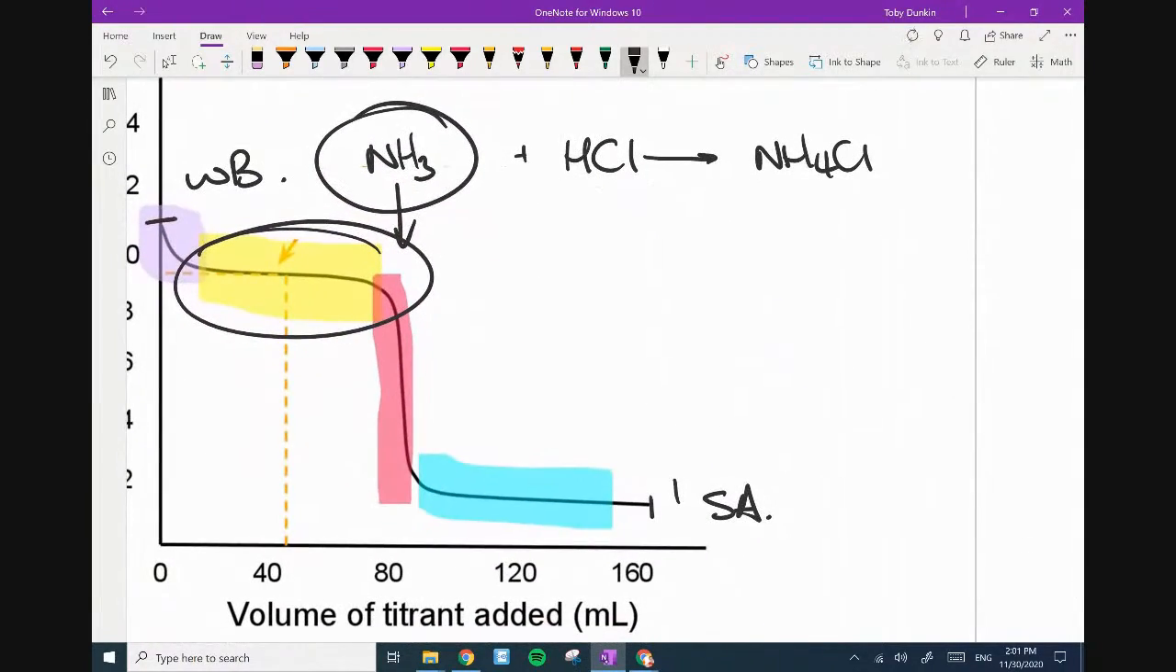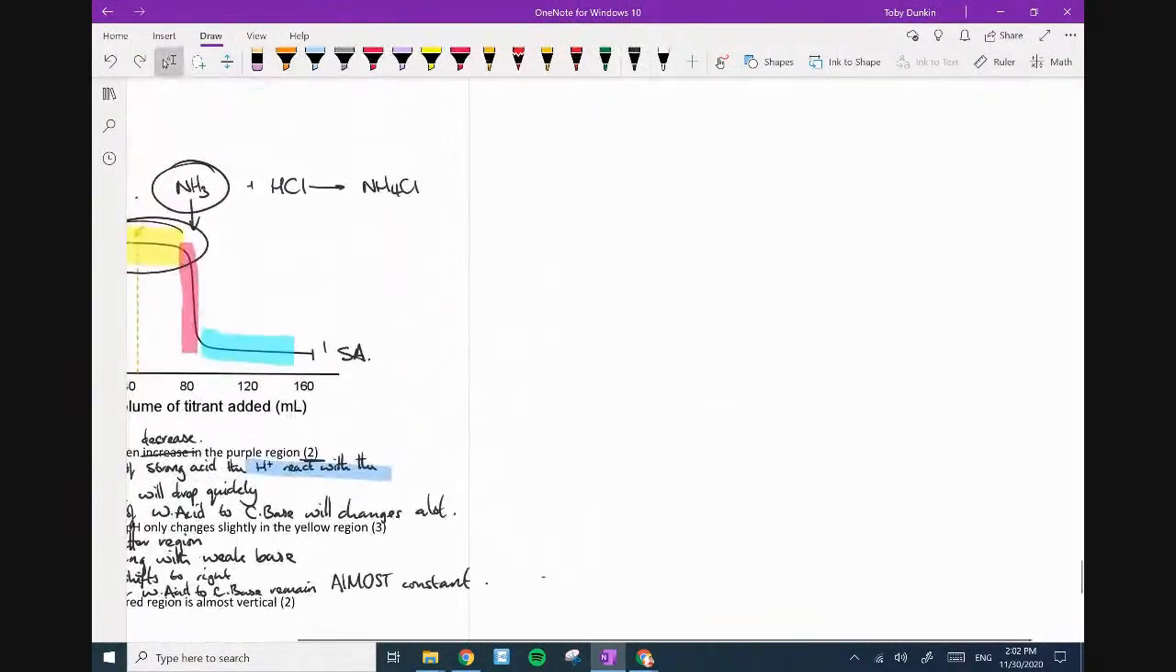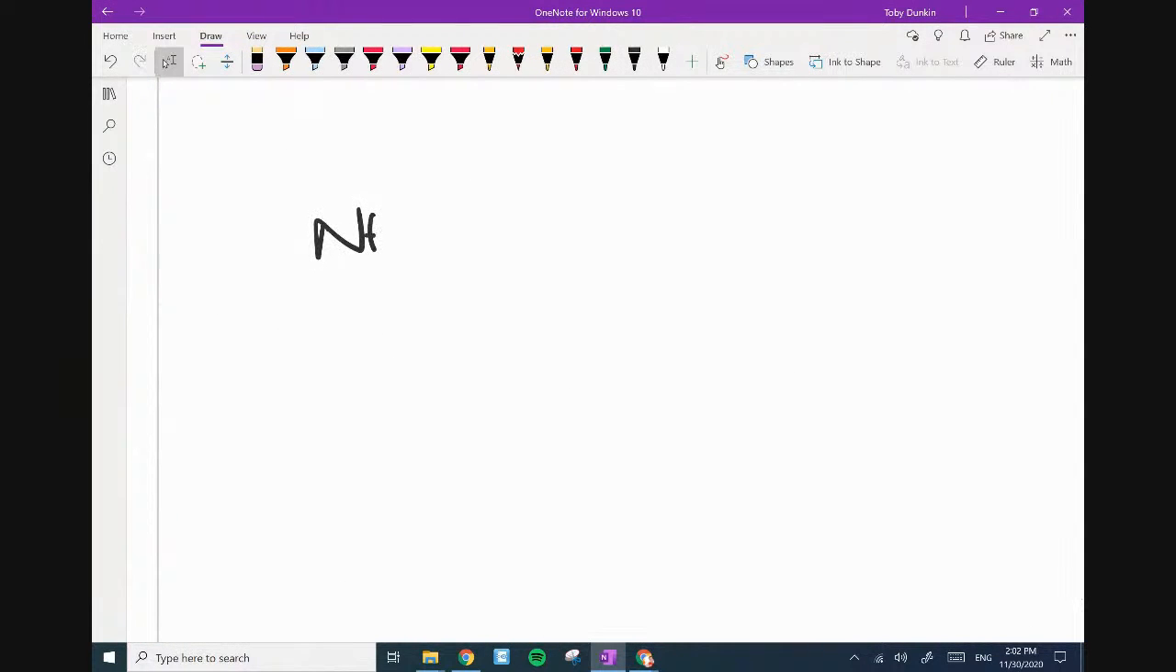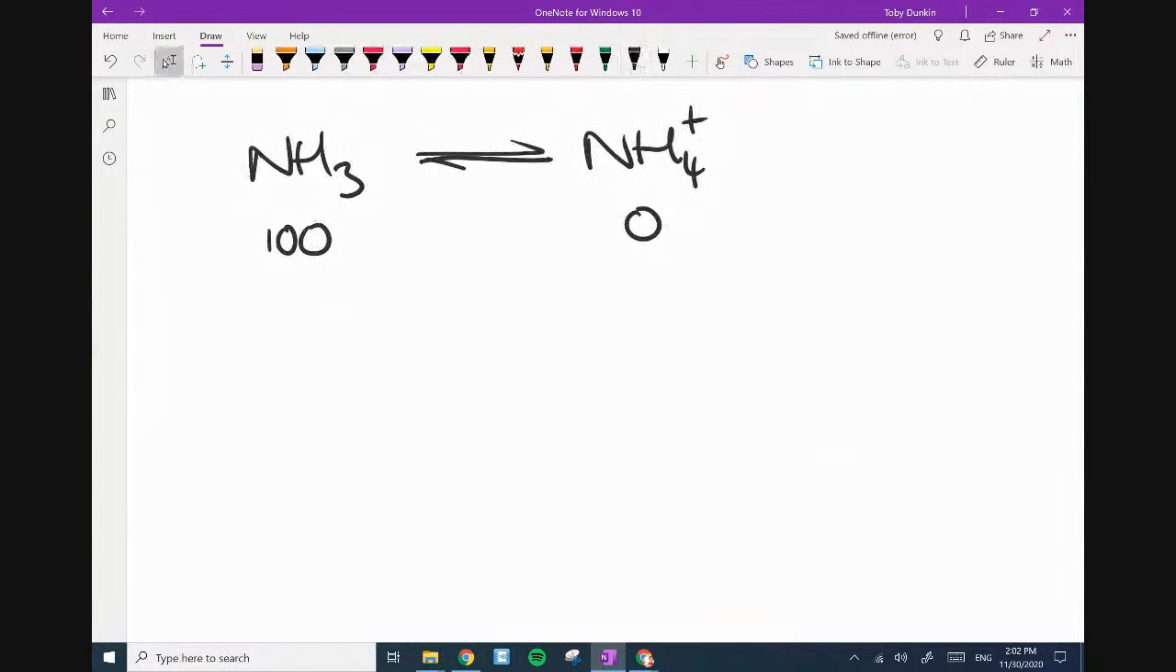You don't need the Cl minus. I shouldn't have done that. Because at the beginning, this is where I've erased my equation, we had loads of this and we had none of this. Let's put some numbers in. I had 100 of these and 0 of these. Well, these are giving me the pH of 11.